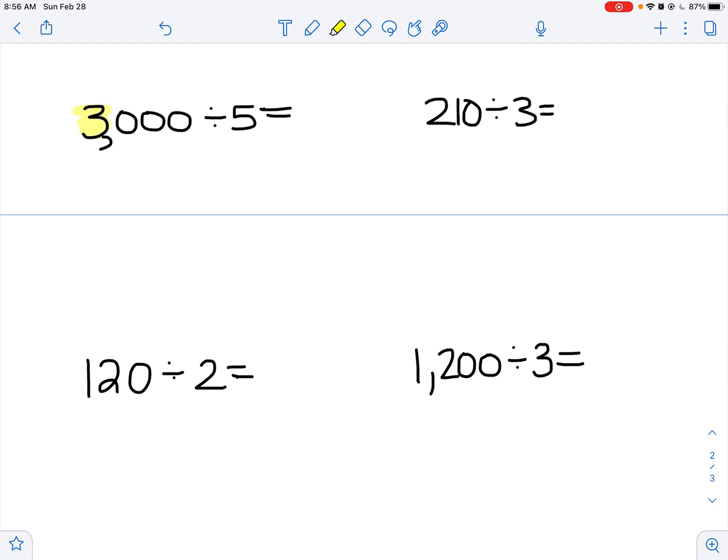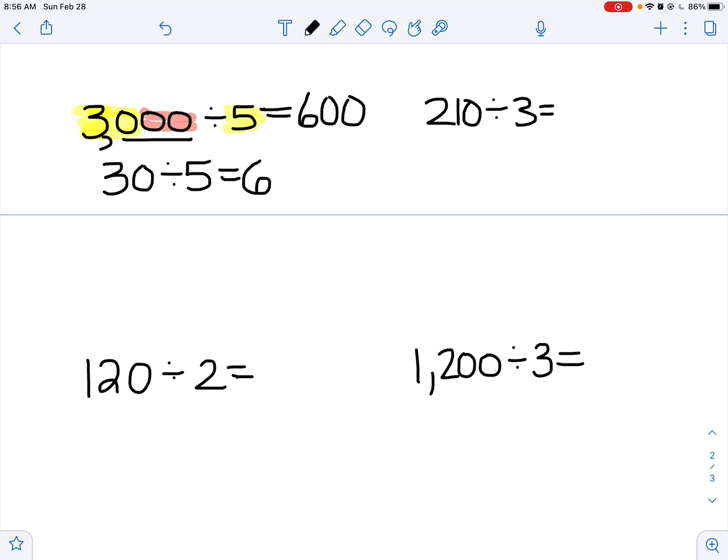Is 3 divisible by 5? Can I do 3 divided by 5? I can't. So I'm going to move over one more digit. Can I do 30 divided by 5? I can. So I can use my known fact, 30 divided by 5. And if I need to, I can count by 5s, but I know this is 6. But because we're talking about 3,000 divided by 5, take a look. How many place values do I need to shift it over? I need to shift it over by 2 place values, so 3,000 divided by 5 is going to be 600.